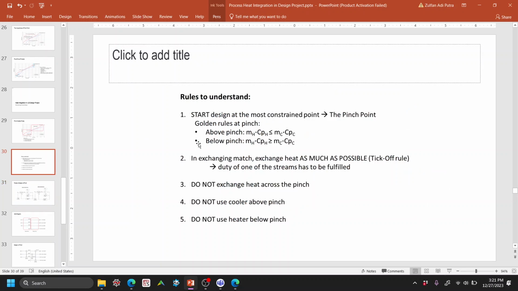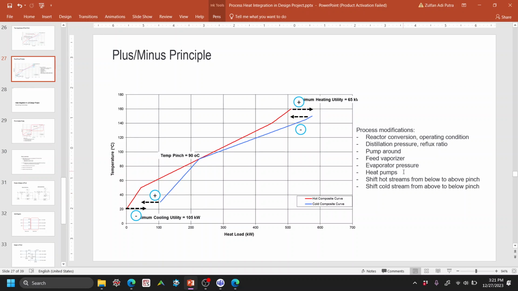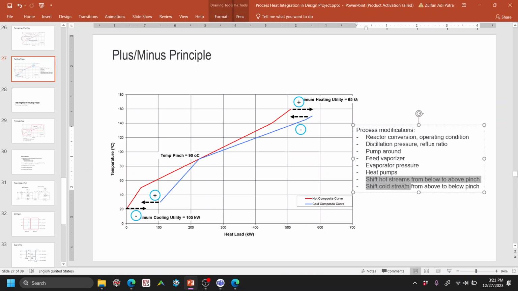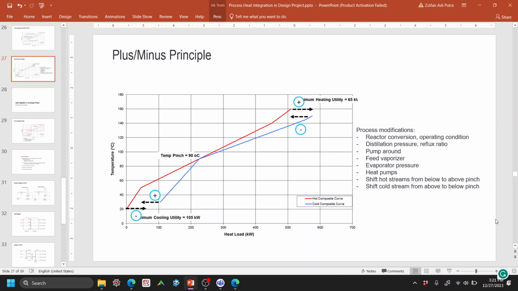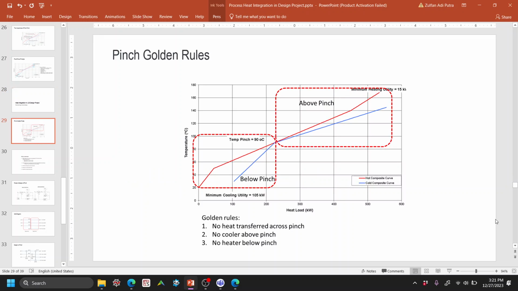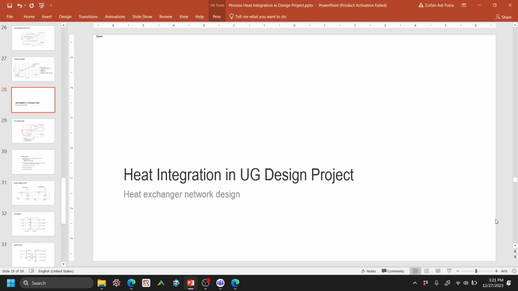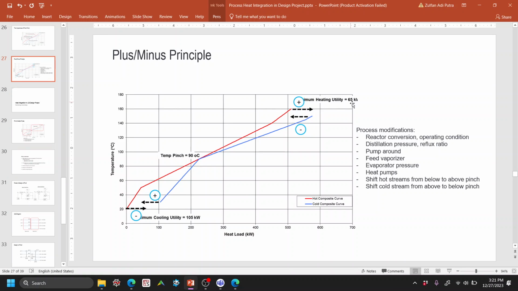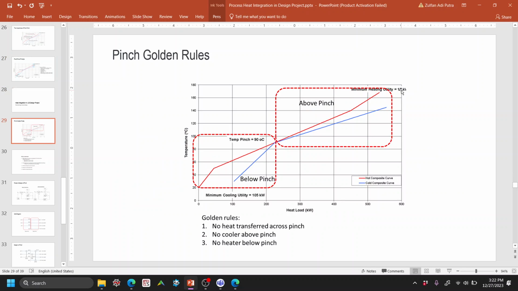There's also another option to shift any streams to be below and above the pinch. Now the last part is the heat exchanger network. So once we do some modifications, I think in this example, the original hot utility was 65, and then once we did some examples in the class at the time, we came up with 15 kilowatt for the heating utility, and still 105 kilowatt for the cooling utility. So at least we reduced the hot utility.